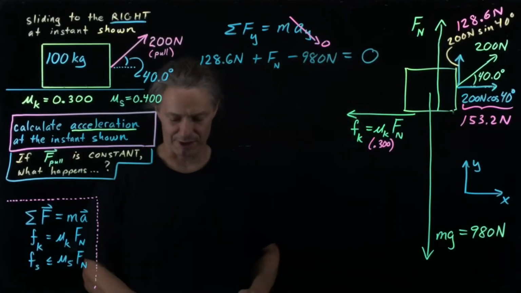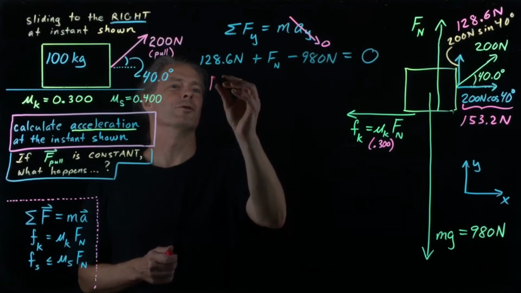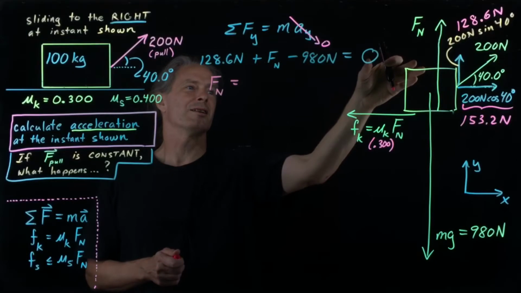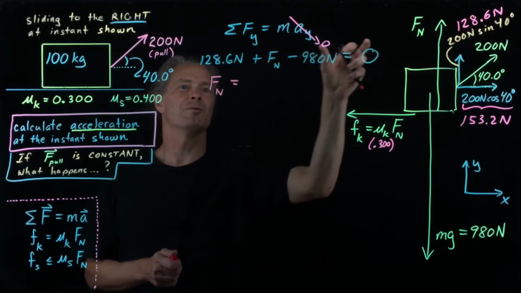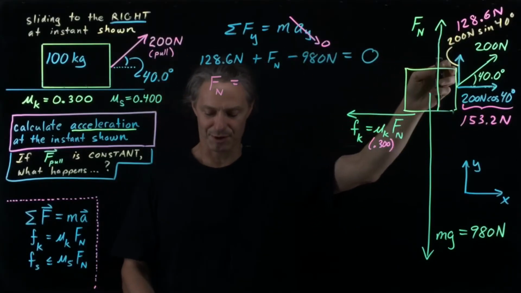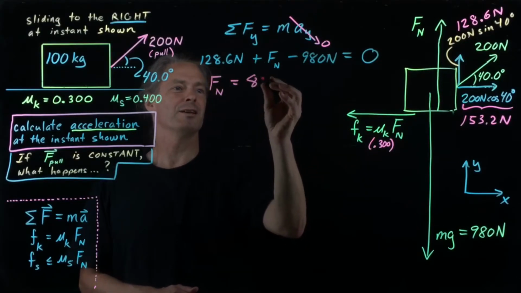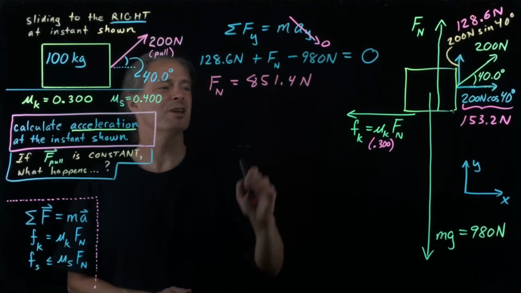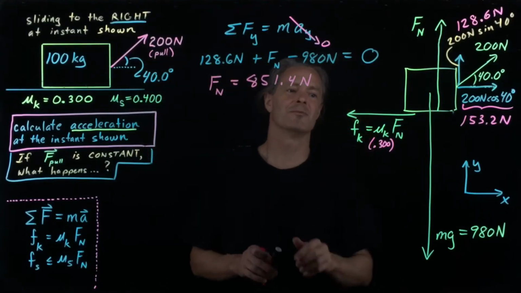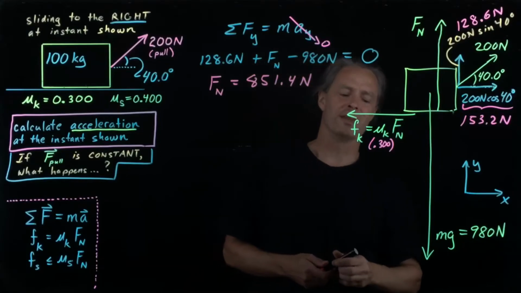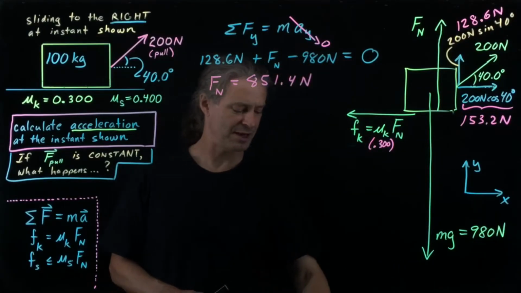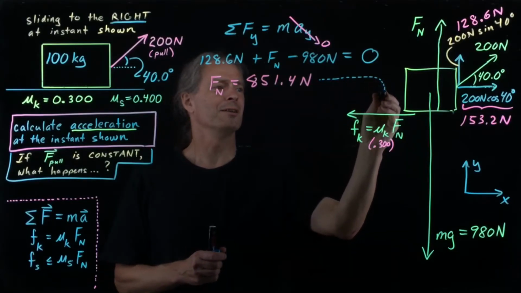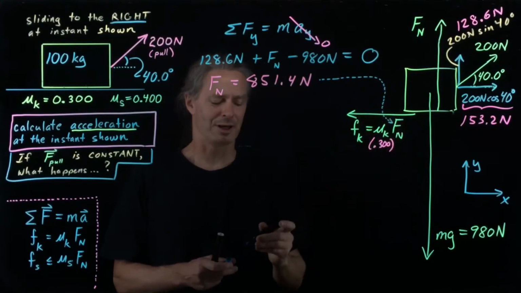If I solve for the normal force magnitude, which is what I've got there, I'd have a positive 980 minus 128.6, both in newtons, and I get 851.4 newtons, keeping an extra figure now because we're going to use this intermediately. Once we've done that, we can plug that in. In fact, let me do that here. Take this, plug that right in for our F sub n.